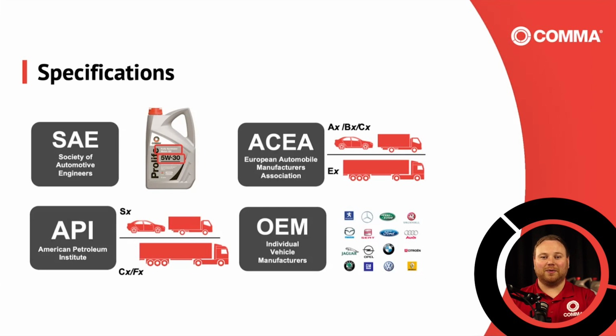API has only 2 sets of specifications, the S sequence for spark ignition or petrol engines, and the C sequence for compression ignition or diesel engines. The S sequence applies to passenger vehicles and light commercial vehicles, and the C sequence to heavy-duty diesels. Last but by no means least come a huge raft of OEM specifications. Almost every vehicle manufacturer has their own set of specifications for engine oil, which may complement or supersede both ACEA and API specifications. If an oil does not have an OEM specification, such as a simple 5W30, C2 or C3, it does not have any engine application.